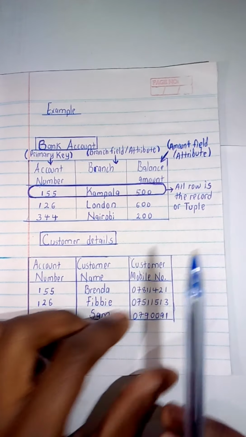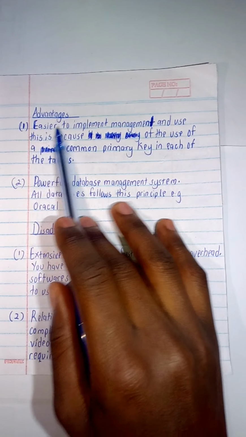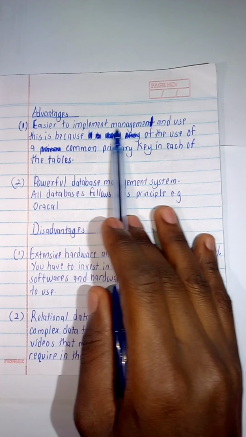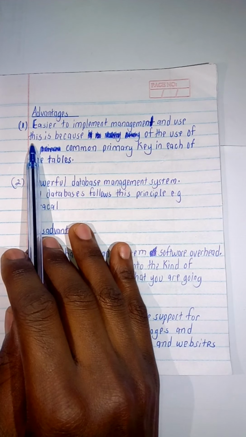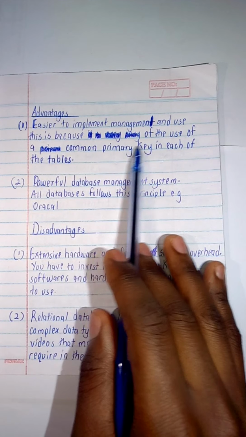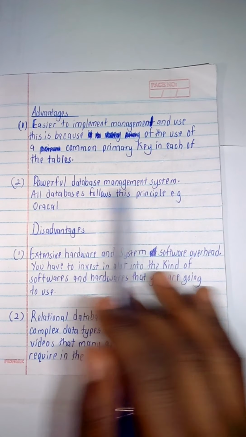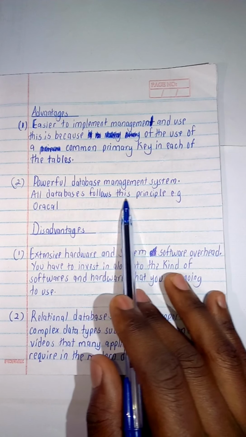So moving on, looking at the advantages. They are easier to implement, manage, and use. This is because of the use of a common primary key in each of the tables. Then a powerful database management system. All databases follow this principle.